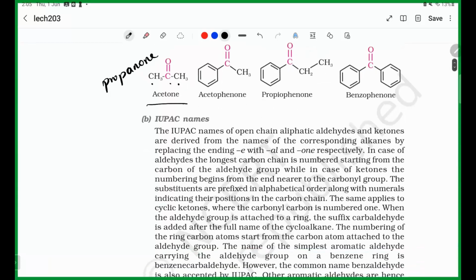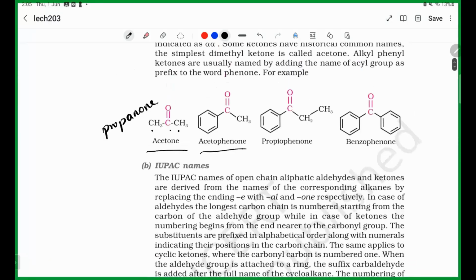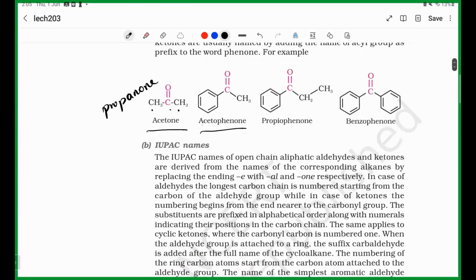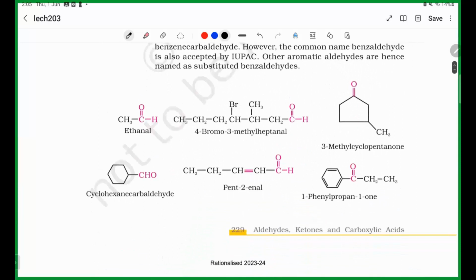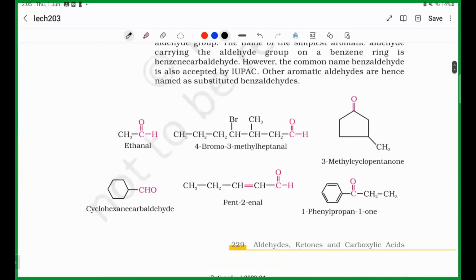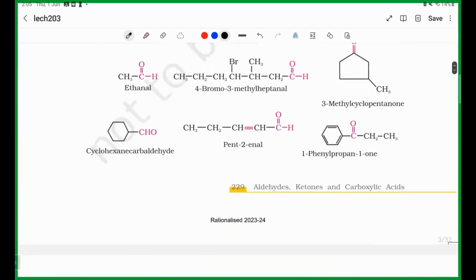And you have acetophenone and propiophenone. These are all common names, right? They don't follow any particular logic, but they're just there because it's easy to visualize what it might be. So you have an aceto group here, and you can see a phenone here. That's how these names are derived. Now here's a section detailing how IUPAC nomenclature is done.